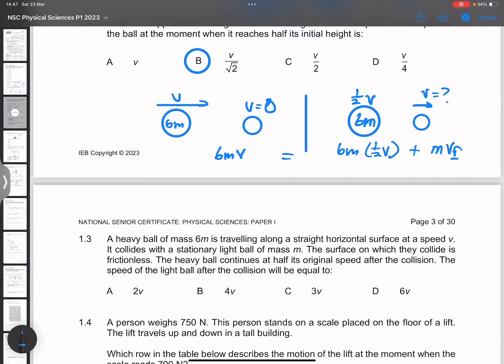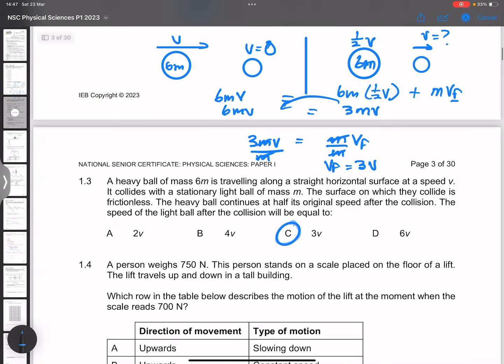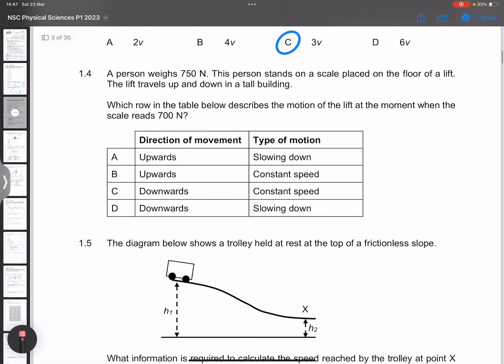So I'm looking for this final velocity. This gives me 3mv. This is 6mv. If I take this to the other side, it becomes 6mv minus 3mv, which will give me 3mv. That's mvf. And if I divide both sides by m, notice this cancels with that, and I'm left with vf is equal to 3v. So that is what I will get in terms of my velocity. Okay, so that's what I get there.